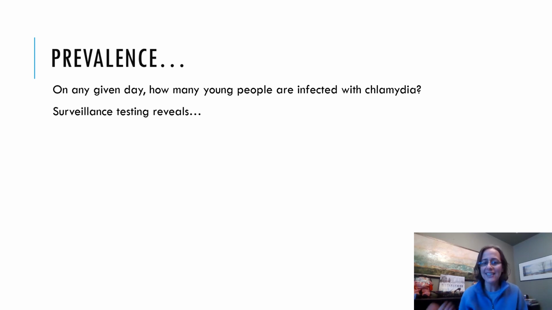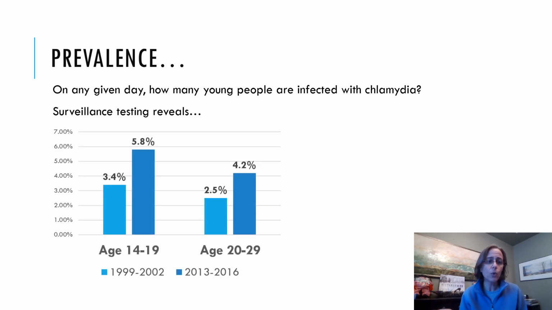And so surveillance testing, going out and testing everybody, whether they have symptoms or not, actually reveals that, in terms of chlamydia, the prevalence is quite high. It seems to have increased over the two different study periods represented here. In the earlier study, around the year 2000, about 3.4% of people in their late teens and 2.5% of people in their 20s were positive for chlamydia. In the later study, 2013 to 2016, they found higher prevalence rates, 5.8% and 4.2%.